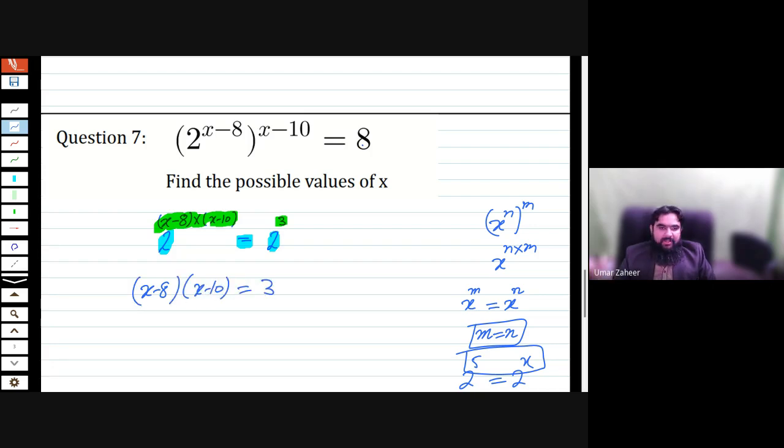Up to here, what did I use? I just used the rules of the indices. The first rule, the power of the power is going to multiply, so I have to multiply them. In the second rule, if the bases are the same and they are equal, their power must be equal.